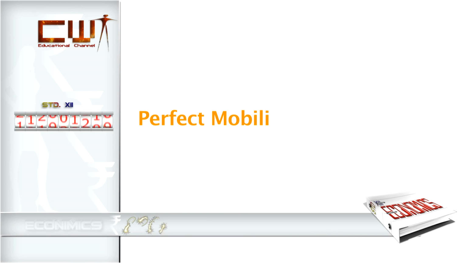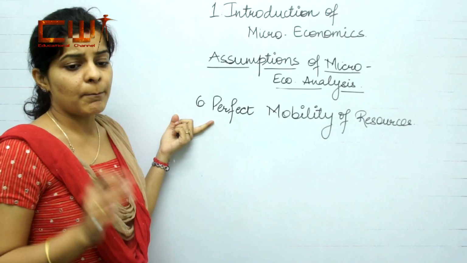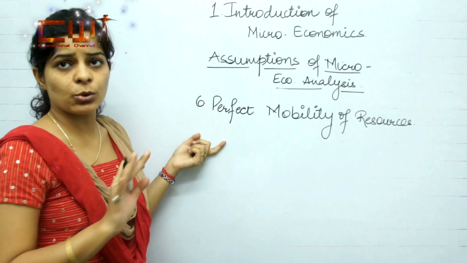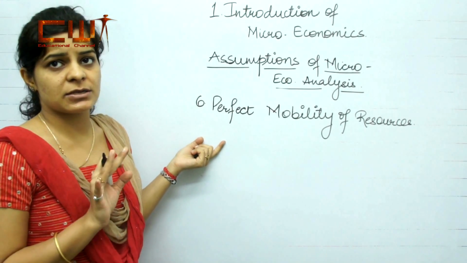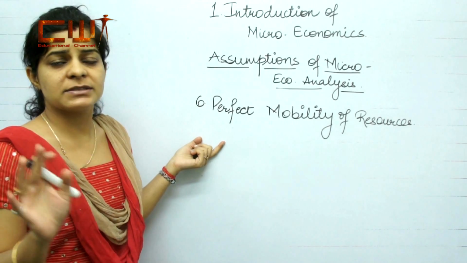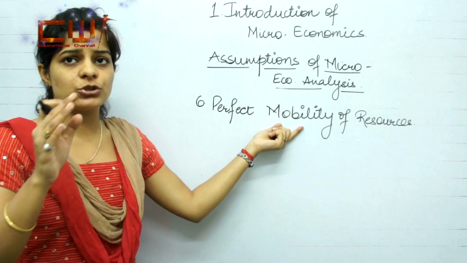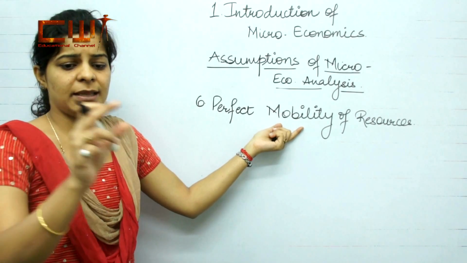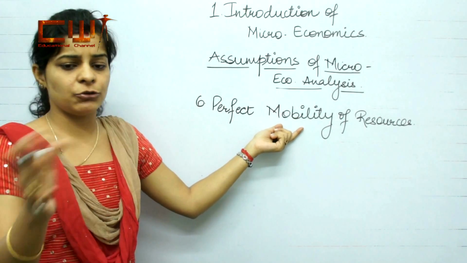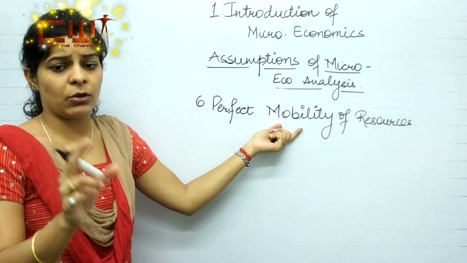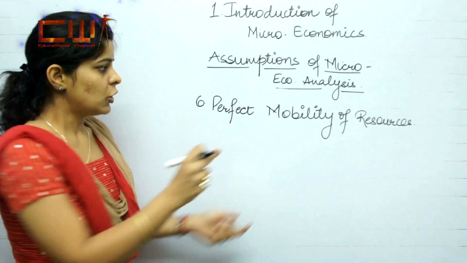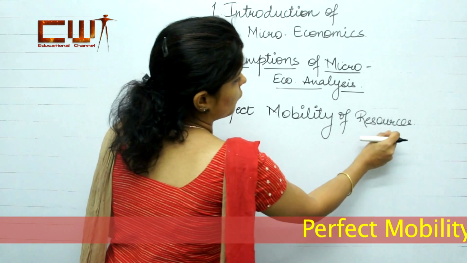Next assumption is perfect mobility of resources. Perfect means there is no doubt, no flaw, nothing wrong. Mobility means you can travel from one place to another. A thing can be transferred. If you are a person, you can travel. If it is a product or a good, it can be transferred. So perfect mobility of resources.